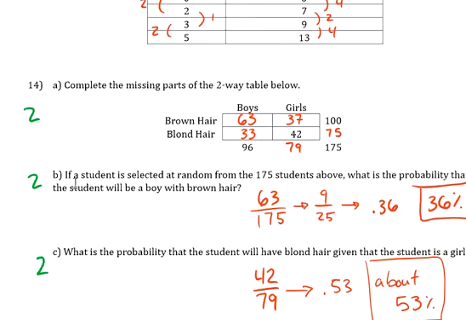Part B says, if a student is selected at random from the 175 students, what is the probability that the student will be a boy with brown hair? Well, I only had 63 boys with brown hair in this sample, so if I'm selecting from this group, it would be 63 out of 175.